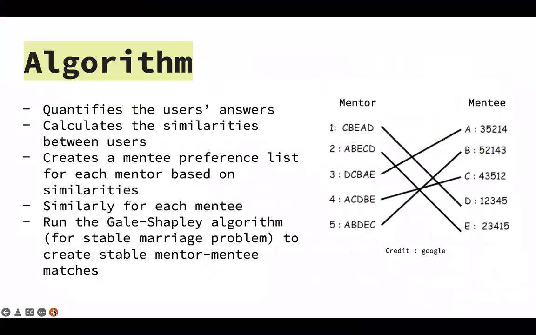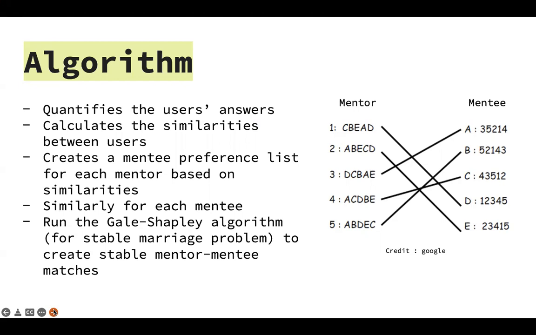Now I'm going to talk about the algorithm that we use to create our matching system. We first designed a questionnaire so that users' responses can be quantified. Then we calculated the similarities between users. The more similar their responses, the higher their similarity score will be. Then we generated a mentee or mentor preference list based on their similarity. A mentee would have a preference list of mentors arranged from most similar to least similar.